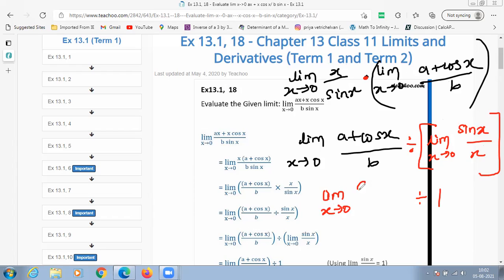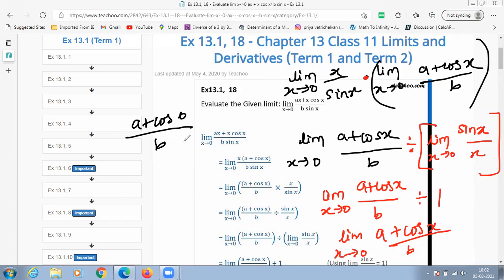So it's limit x approaches 0, a plus cos x upon b. Understood, dear? Yes, ma'am. So now you are going to substitute the value of x as 0. It's going to be a plus cos 0 upon b. You know the value of cos 0 degree already, which is nothing but 1, upon b. So it's a plus 1 by b. So here is our final result.